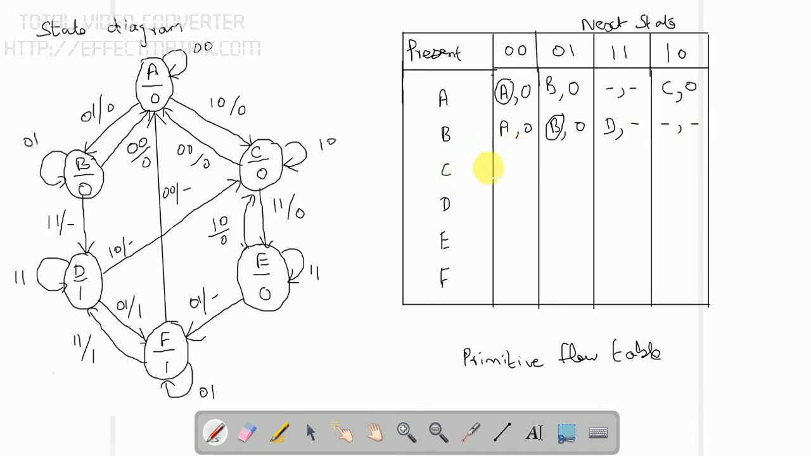Next, from C to A, yes, I'm having the connectivity from C to A. So A comma 0. So the output of C and output of A are both the same. So I am having output as 0. Next, C to B, I have a connectivity, no, dash comma dash. Next, C for 1 1. So 1 1 is the input of D, already we know.